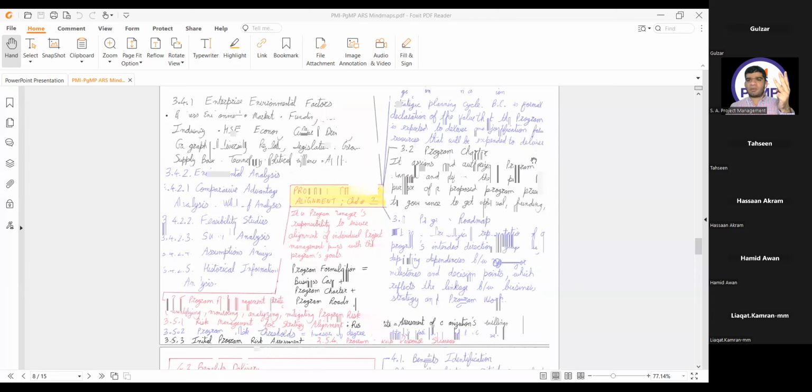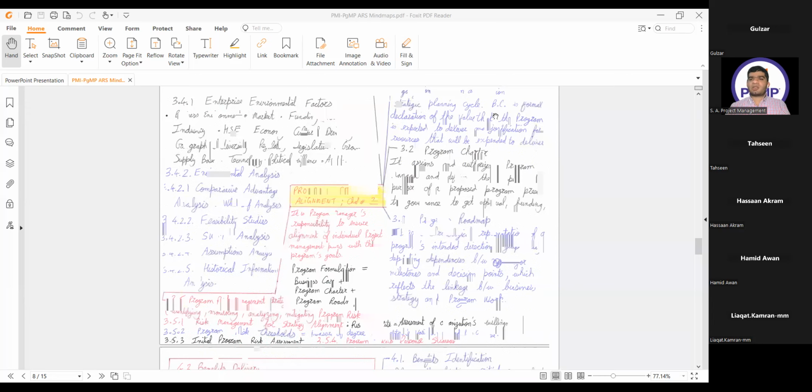Kamran Sahab, can you tell what were the other keywords for program business case? Justification, cost benefit analysis. Then we had risks. What else? Economic feasibility study, justification, cost benefit analysis, success criteria, yes, and assumptions as well. Right. So this was our business case.